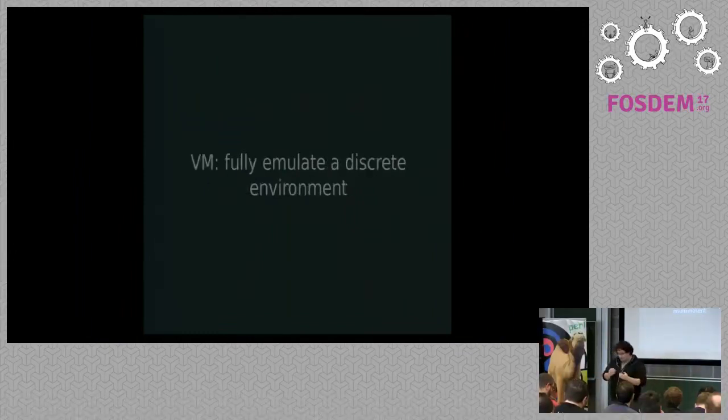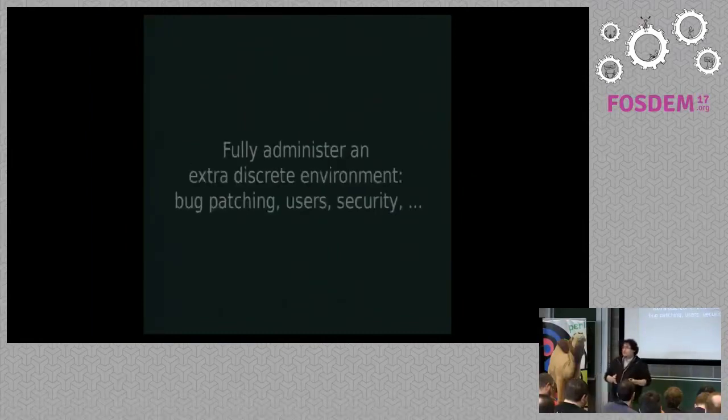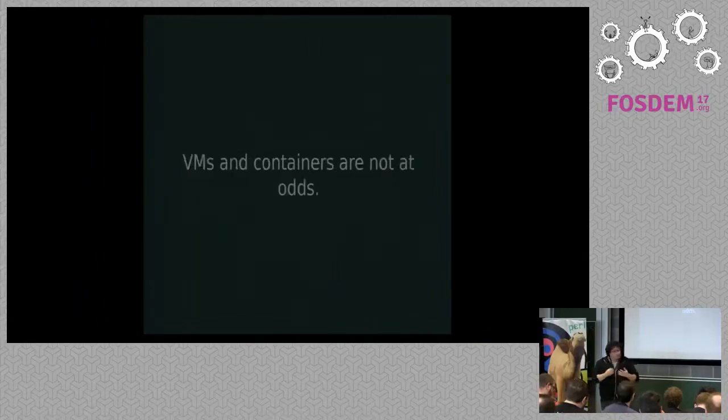So a VM, a virtual machine, the idea behind it is to fully integrate a discrete environment, to have a full operating system. That also means that you need to fully administer an operating system. Like you used to have one big physical machine, and now you have one physical machine with 10 VMs. You need a lot more work to keep that up to date, to keep it secure, to create users, and so on. And most importantly, a VM and a container are not at odds. They can work together.